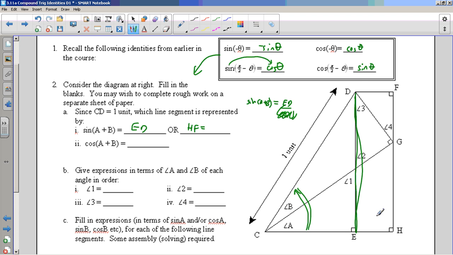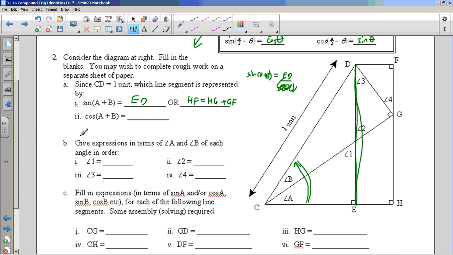But notice HF, because this is a rectangle, right? You see the rectangle? Long thin rectangle. HF is HG plus GF. And essentially what this sheet is doing is walking you through the development of the formulas. The next thing is to do some angles. So let me go back and just erase this. And then I'm going to stop talking and let you try the investigation on your own.